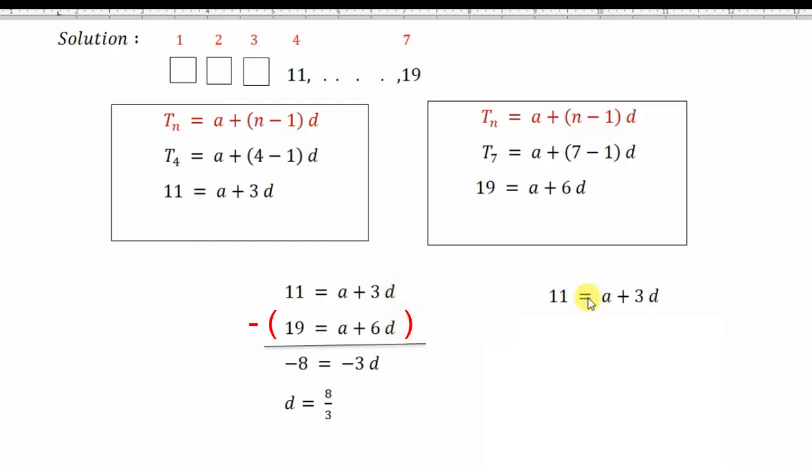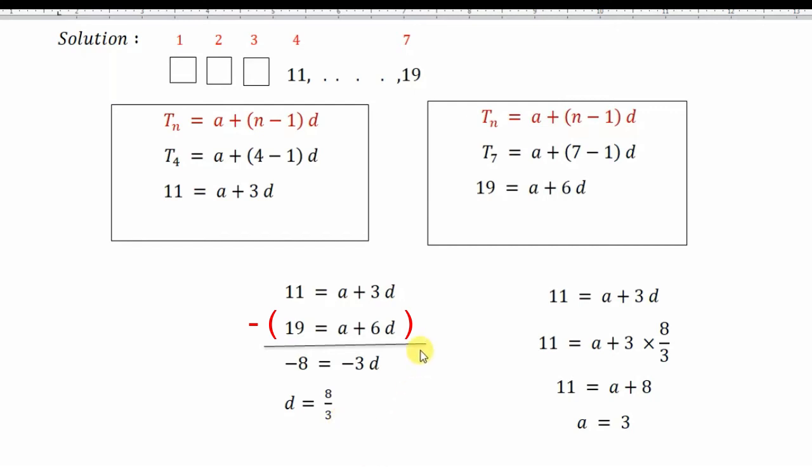I'll pick this, that is 11 is equal to a plus 3d. I'll put the value of d, that is 8 by 3, and what I get here is 3 cancels and a plus 8, and if I transpose it, 11 minus 8 will be 3. So a will be equal to 3. So the first term is 3 and the common difference of the sequence will be 8 by 3.